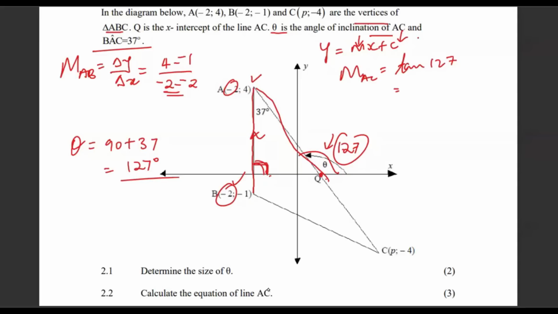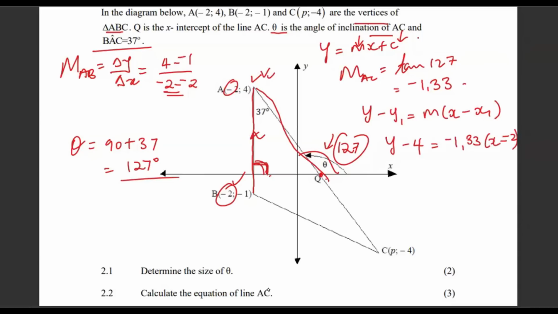I'm getting negative 1,33. It's fine. I'll use that. I'll use the decimal. Okay, then I'll say y minus y1 is equal to m into x minus x1. So I can use this point A and say y minus 4 is equal to negative 1,33 into x minus minus 2. Then y is going to be negative 1,33x minus 2,66 plus 4.